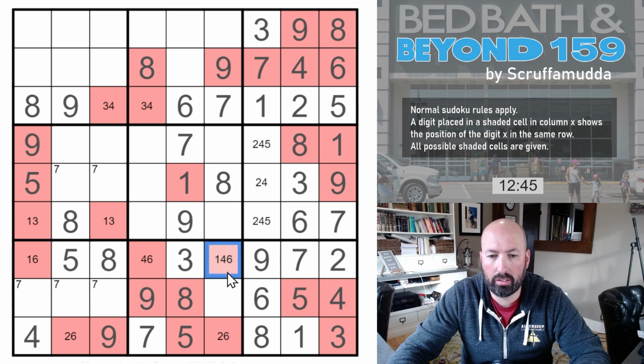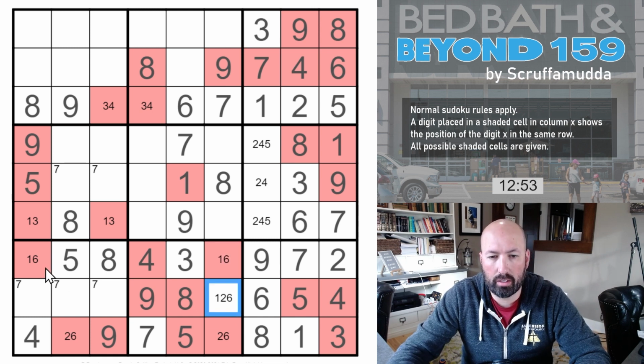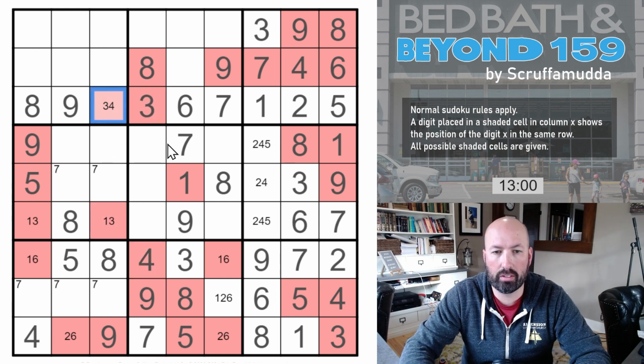And so then 6 in column 6 has to be in one of these two. So this has to be the 4. 1, 2, or 6. The 3 has to be in one of those. Oh, we've already got a 4 down there, so this is 3 and 4. Because that 4.